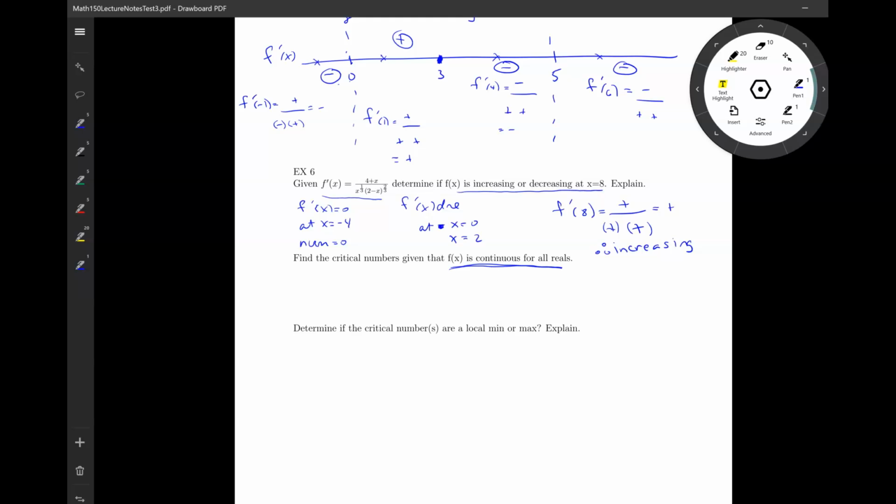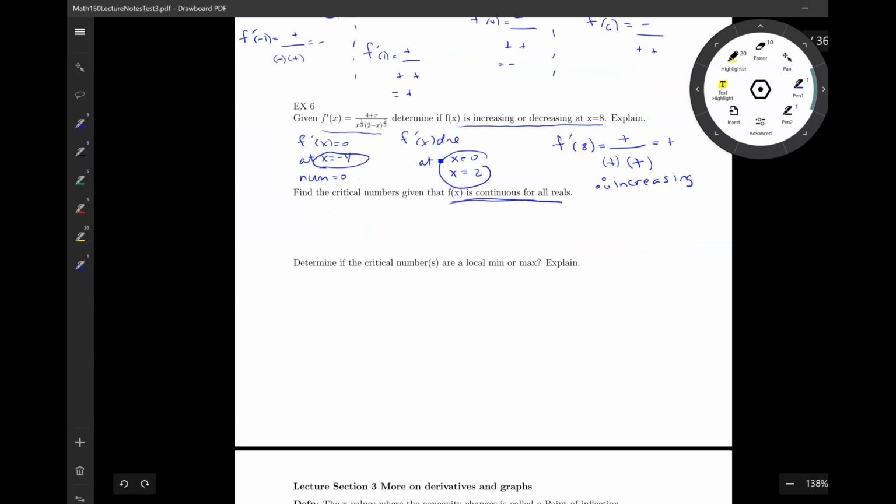All right, so these are the given critical numbers. So x equals -4 and 0 and 2. All right, so then I'll need to make a number line to determine what's happening on either side of the critical numbers. So I've got -4, 0, and 2. So at -4, the derivative is 0. At 0 and at 2, the derivative doesn't exist.